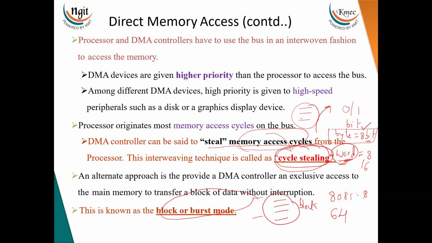Cycle stealing mostly transfers the data word by word, and this is useful for slow devices. Burst mode is useful for faster devices and high speed bulk data.